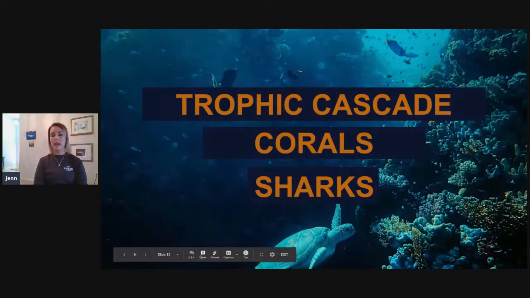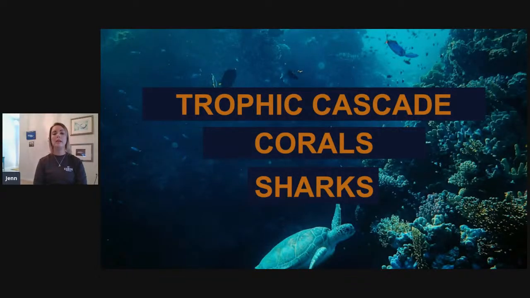So we're going to look at something called a trophic cascade. So when you take out a main species that keeps everything aligned, such as sharks, you have something called a trophic cascade. So it's a phenomenon where you take that top predator out and everything else is going to crash below it.